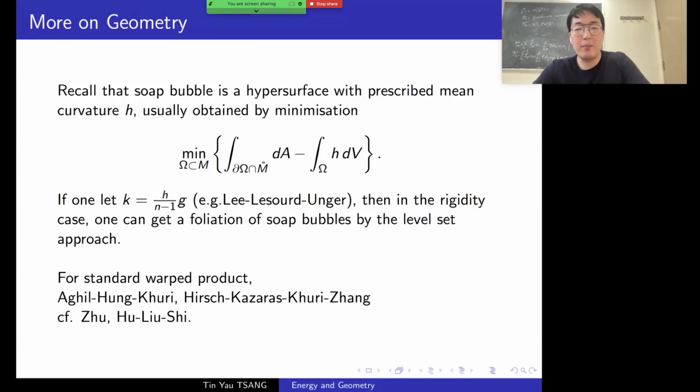So for example, for standard warped products, Gil, Hong, Curry, and Hirsch, Kazaras, Khuri, and Zhang use this method to get a foliation of milk bubbles, compared to the original variational method by Jin Tian Zhu and Hu Liu Xi in some problems on scalar curvature. So in this perspective, we can also see when prisms can be put in the Schwarzschild spacetime, because Schwarzschild is also a warped product. We have some special property of the mean curvature, so this can also be done. You might see it as an appendix in my update of my paper.